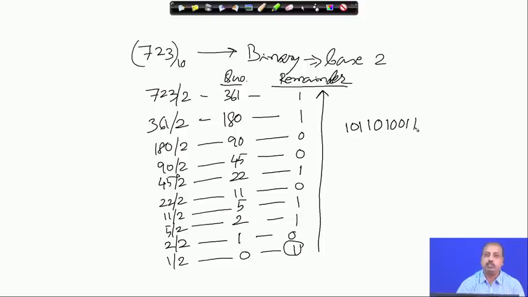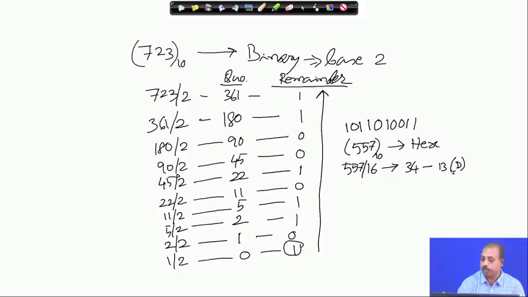In the same way, you can represent any number in any other number system. For example, suppose we are interested in representing the number 557 in the hexadecimal number system. This is base 10, and we want to convert it into base 16. We do the same thing: 557 divided by 16 gives quotient 34 and remainder 13. 13 in the hexadecimal number system is represented by the symbol D.